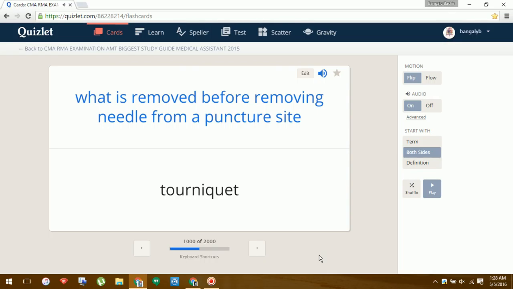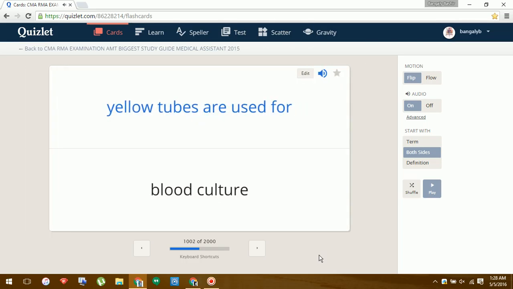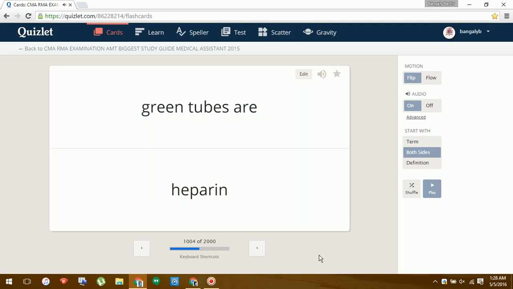Move before removing needle from a puncture site. Tourniquet. Syringe order of draw: yellow, blue, green, lavender, gray and red. Yellow tubes are used for blood culture. Blue. Green tubes are heparin.